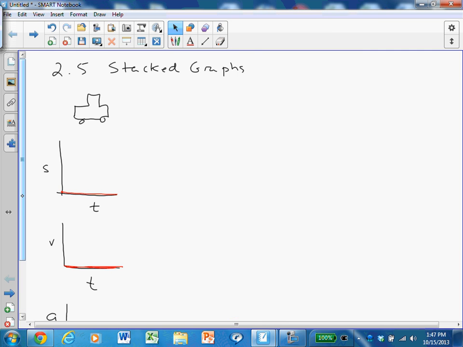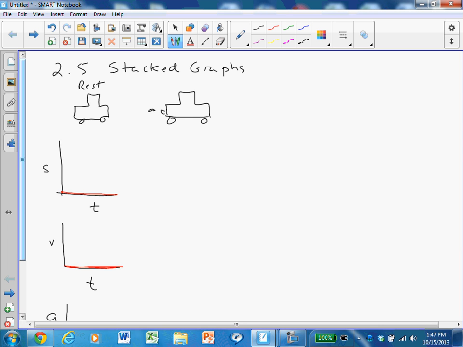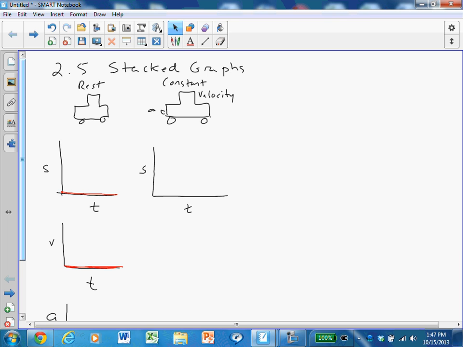But now let's take the car that's moving with a constant velocity. So we have a car here moving with constant velocity. That one's at rest. And then this one is moving along at constant velocity. Now that's position versus time. If it started at some position, and since it's constant, that would be changing at a rate going up.